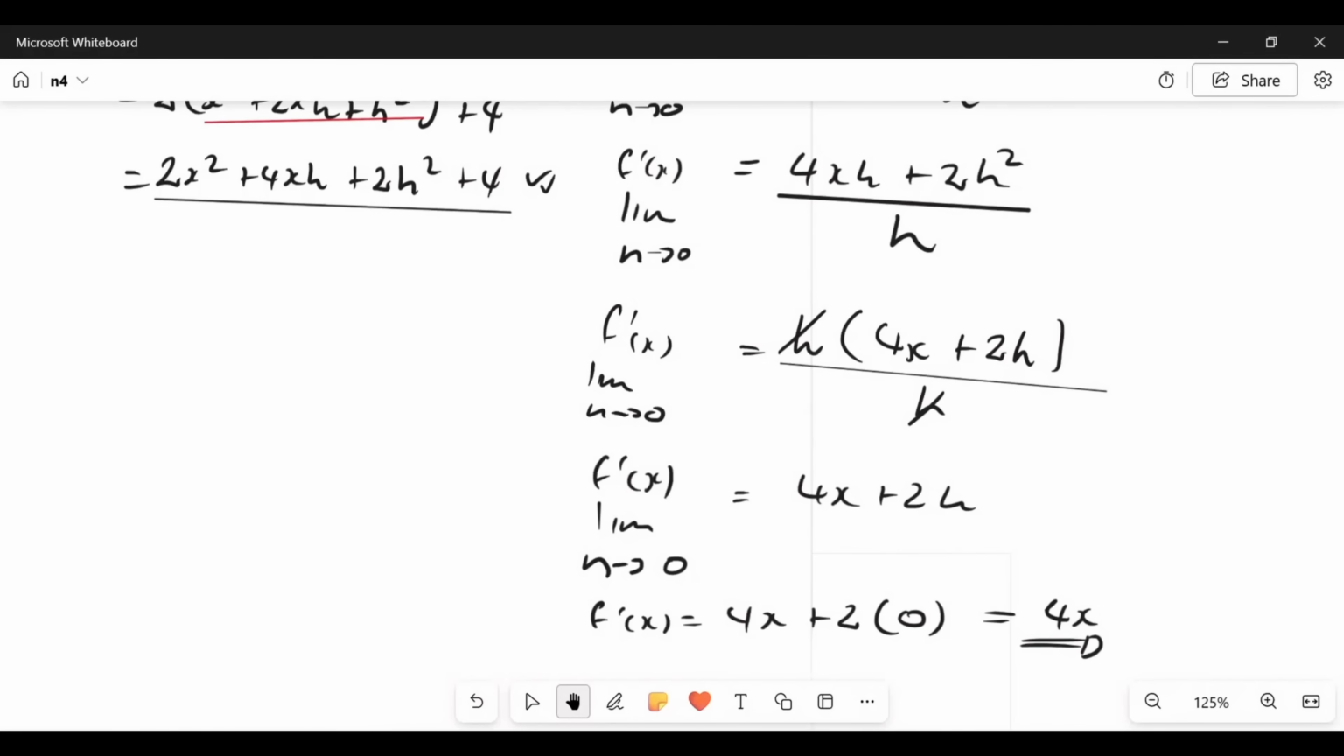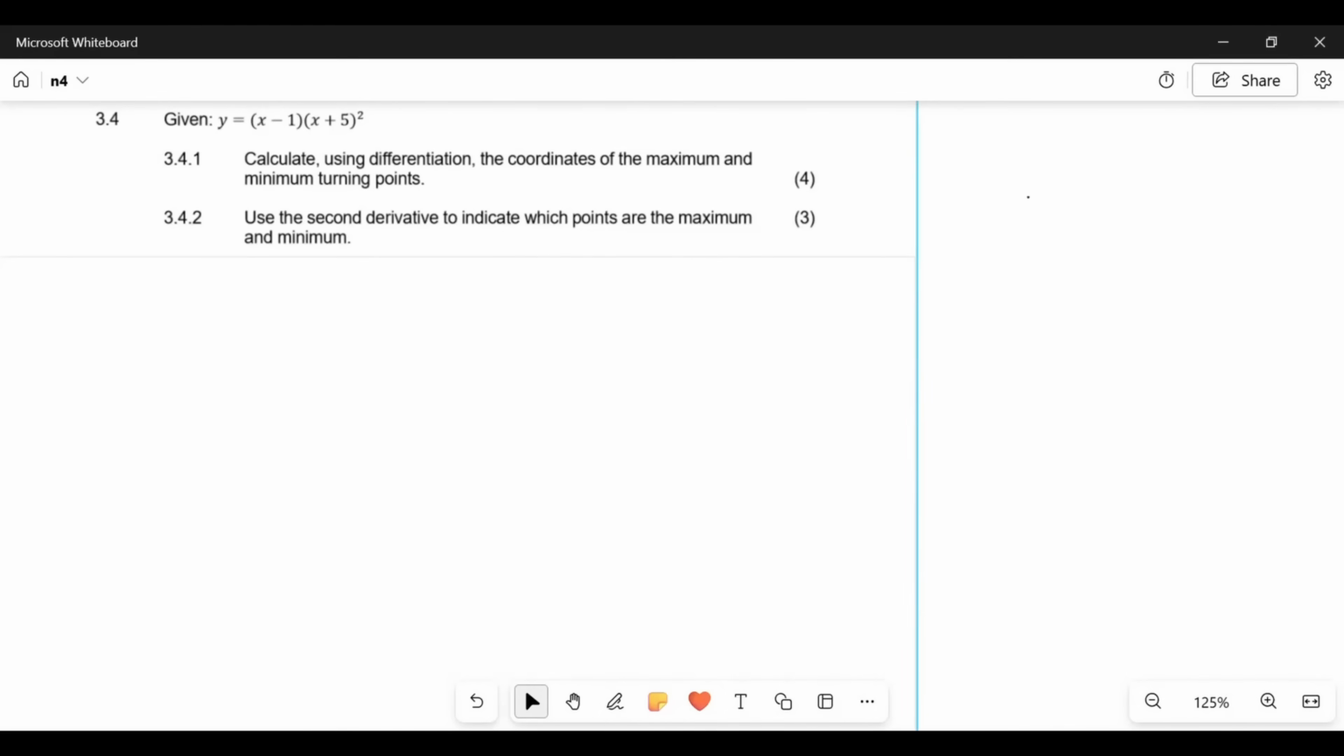Let's go into 3.4. All right, guys, here is our 3.4. Now, in 3.4, we are given y equals (x minus 1) times (x plus 5), all this to the power of 2. So we are given this expression here, and then they want us to solve 3.4.1 and 3.4.2. Now let's start reading 3.4.1. They want us to calculate, using differentiation, the coordinates of the maximum and the minimum turning point. Here they want us to calculate the coordinates of these turning points.